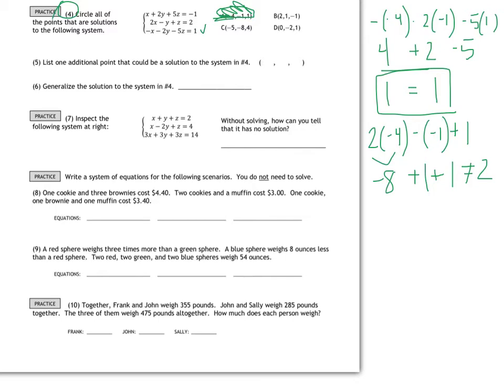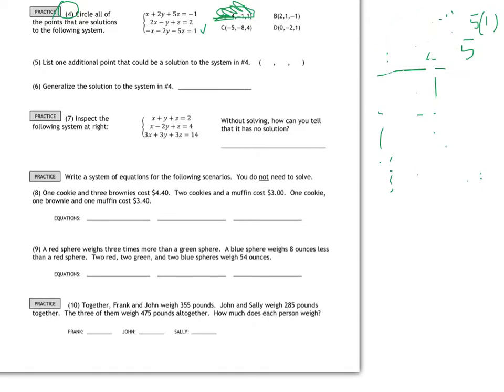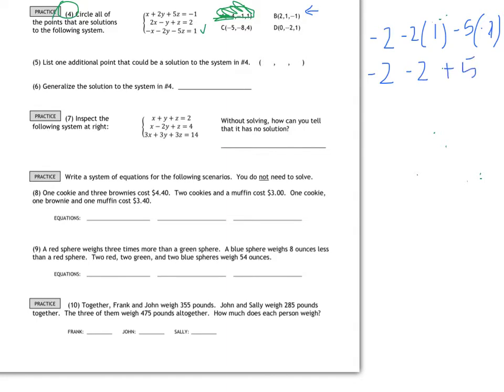Now we're going to look at the next one. So we'll erase this, get ready to go. We're going to look at B. So start plugging B into the bottom. We'll start with the bottom again. Let's use a different color just so we can see what's going on. So we're plugging in negative 2 minus a 2 times a, nope, not a negative 1. Sorry about that. Trying to be careful here. Times a 1 minus a 5 times a negative 1. So we have negative 2 minus 2 plus 5. That gives me 1. So it does work for the bottom one.